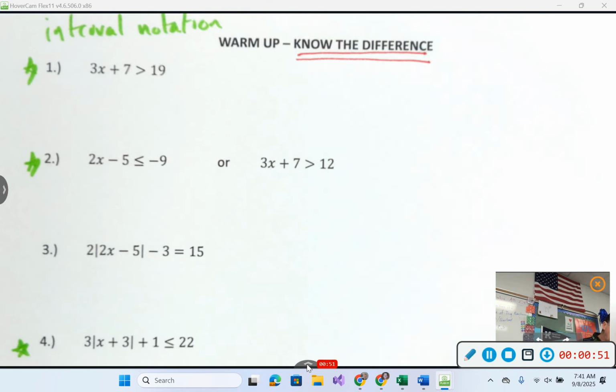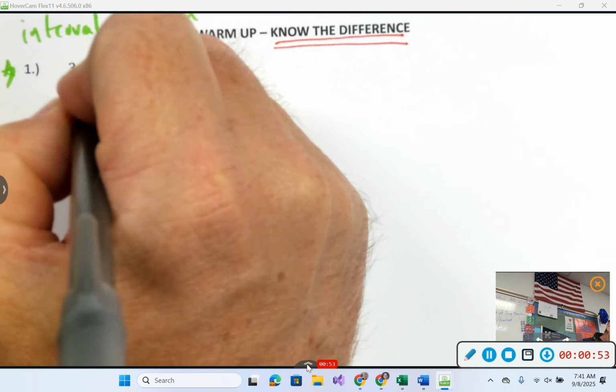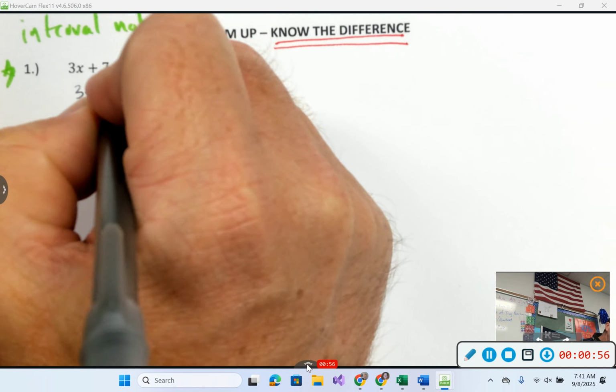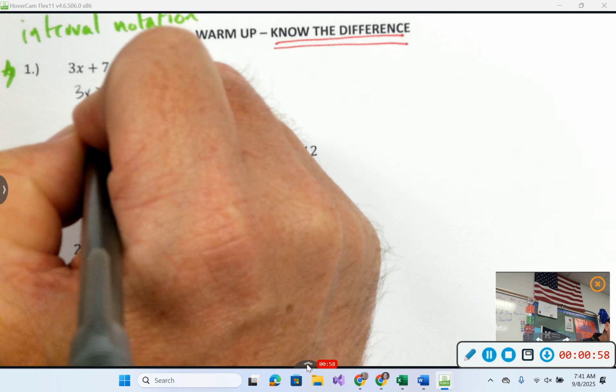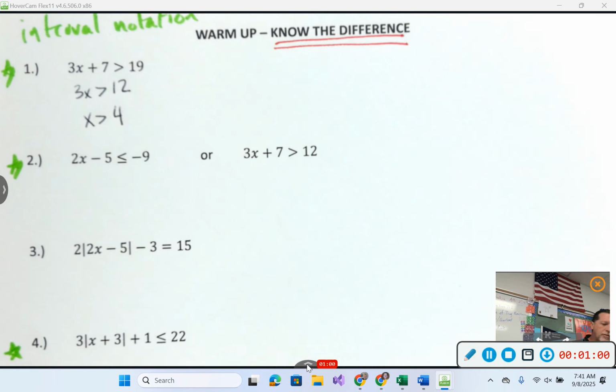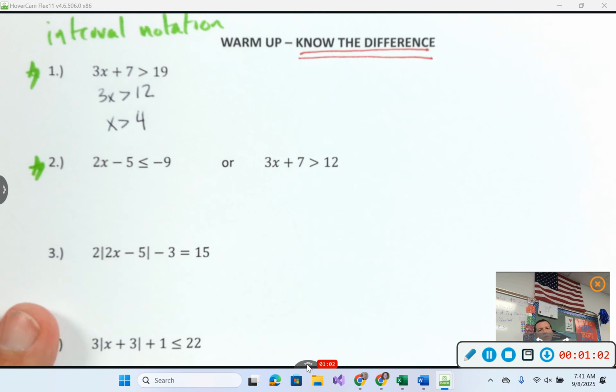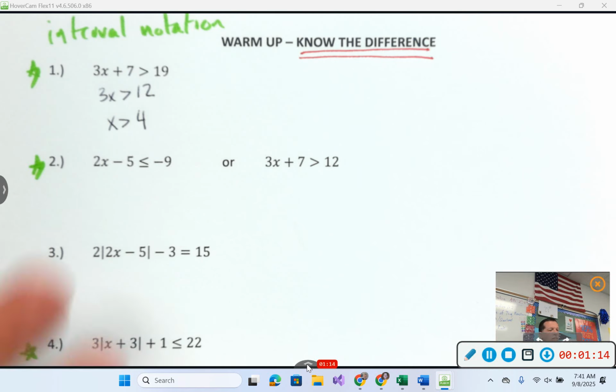Well, let's find out. So subtract 7 from both sides, we get 12. Divide both sides by 3, you get 4. X is greater than 4. Why didn't I ever split that up and worry about flipping signs and changing things around? It's not absolute value. Absolute value leads to the split up, the break up into two separate pieces. This one had no absolute value, so just work it like normal.